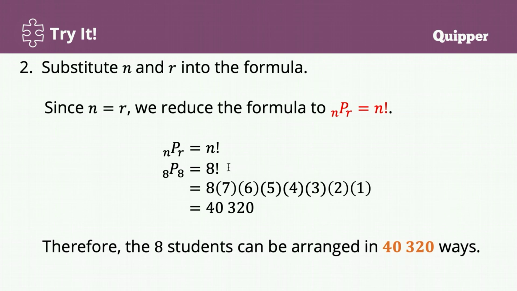And that gives us 8 factorial. And 8 factorial is 8 times 7 times 6 times 5 times 4 times 3 times 2 times 1. And by using a calculator, we get 40,320. Therefore, the 8 students can be arranged in 40,320 ways.